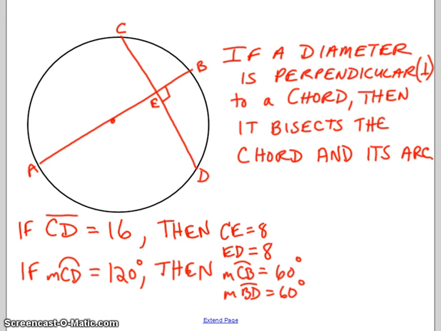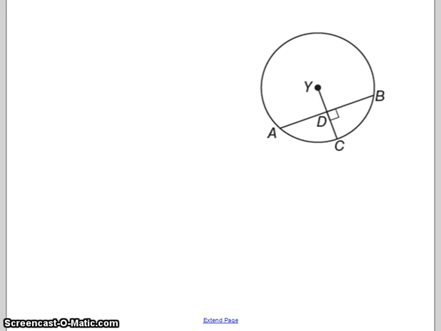Okay? Now, conversely, this works too. So if you notice that a chord is bisected, then we know it's perpendicular. Or if we see that an arc is bisected, then we know it's perpendicular to the diameter. Okay. Let's look at an example.